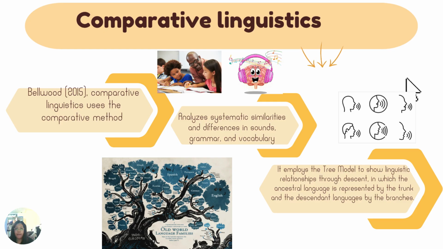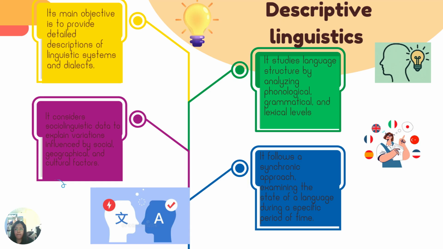So, descriptive linguistics. It studies language structure by analyzing phonological, grammatical, and lexical levels. It follows a synchronic approach, examining the state of a language during a specific period of time. It also considers sociolinguistic data to explain variation influenced by social, geographical, and cultural factors. So, their roles in shaping linguistic dynamics and attitudes worldwide.